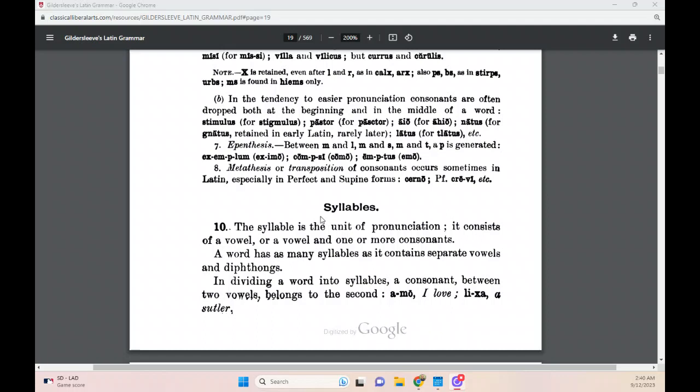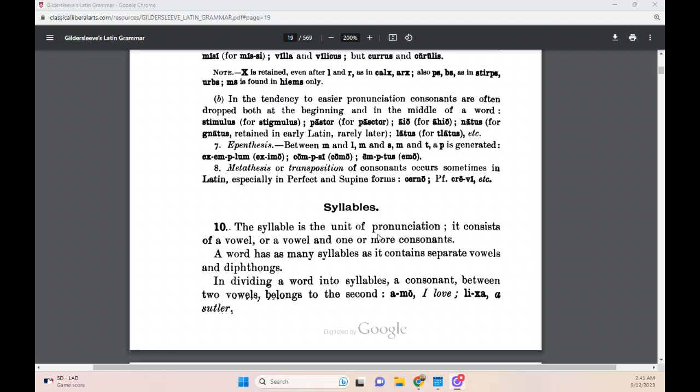The first question we have to ask is, what is a syllable? And here we have the answer as the main point of Article 10. The syllable is a unit of pronunciation. In other words, we speak in syllables. We speak one syllable at a time. This is why when young children begin reading, it's good for them to learn to read one syllable at a time.